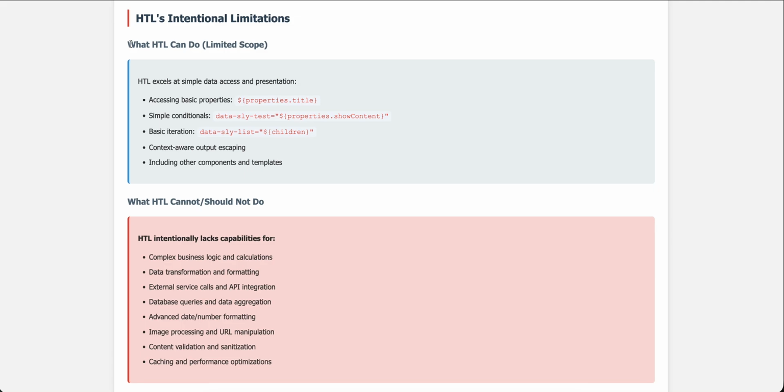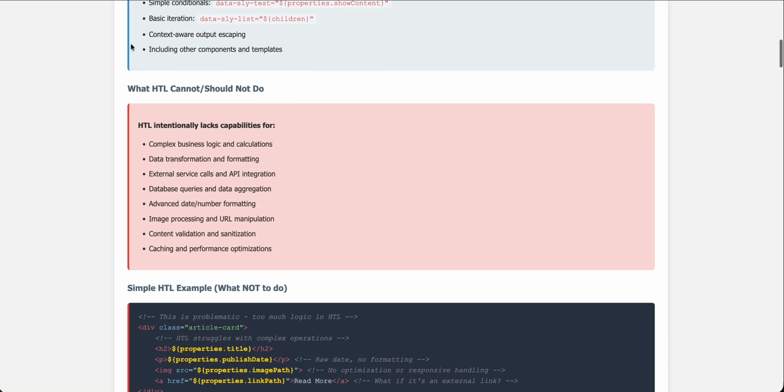But what HTL cannot or should not do? HTL intentionally lacks capabilities for complex business logic and calculation. It cannot do complex business logic and calculation on the web pages. You need to handle business logic using Java code. HTL cannot do data transformation and formatting. It cannot make external service calls and cannot do API integration. It cannot do database queries and data aggregation.